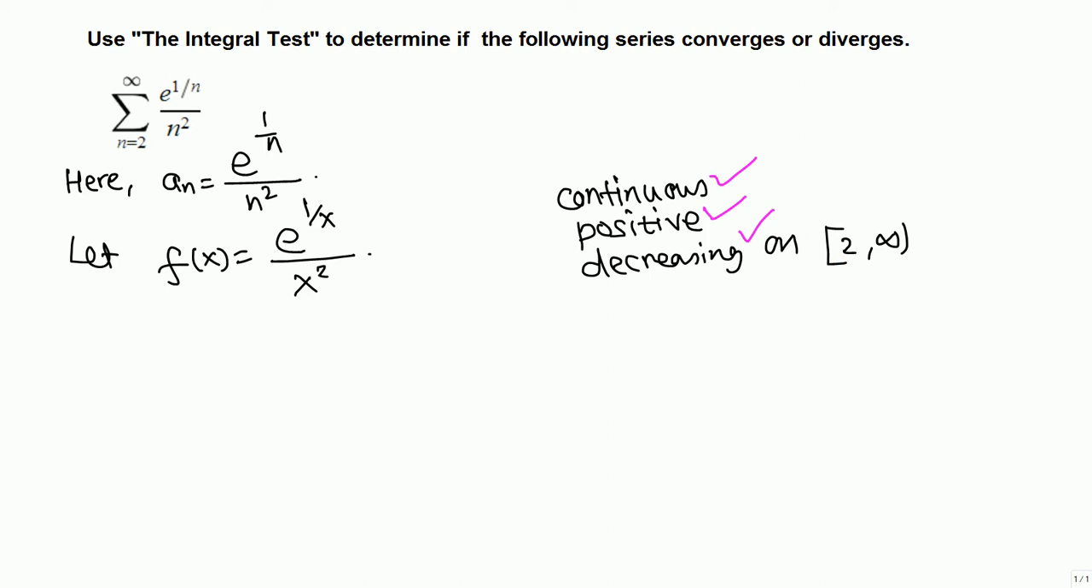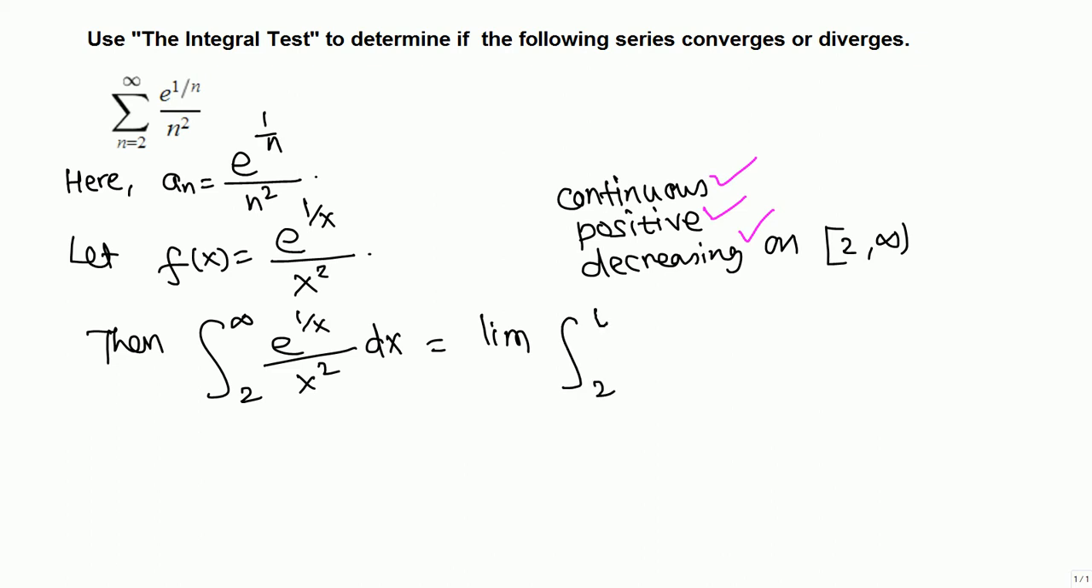Now for the integral test, we find the improper integral, in this case from 2 to infinity of e raised to 1 over x divided by x squared dx. To evaluate this, we write it in terms of a limit, from 2 to t, and let t go to infinity, of e raised to 1 over x, and I'm going to write it in this way, times 1 over x squared dx.